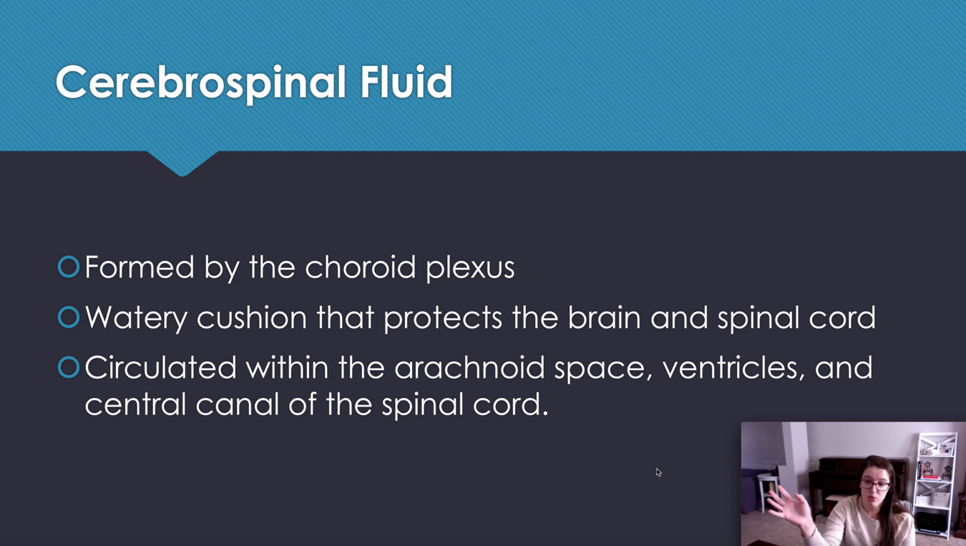And so this fluid is going to be sent all throughout. It's going to be sent through the subarachnoid, or what we call the arachnoid space, through the ventricles, which I have given you a diagram of in your notes, as well as the central canal of your spinal cord. It is possible to have an overabundance of cerebrospinal fluid, and when that happens, somebody typically needs to have a spinal tap, and they will drain the fluid if there's excess.